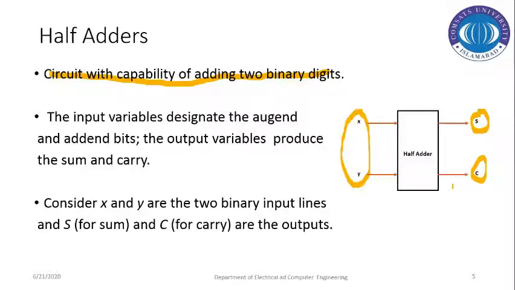So the input variables designate the augend and addend bits. Here in our example, x and y are augend and addend bits, and the outputs are s and c that represent sum and carry, which are also explained in the last point of the slide.